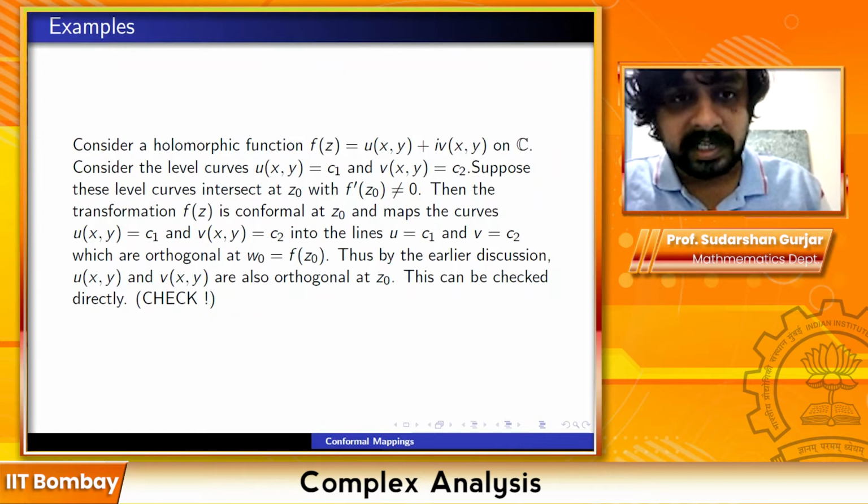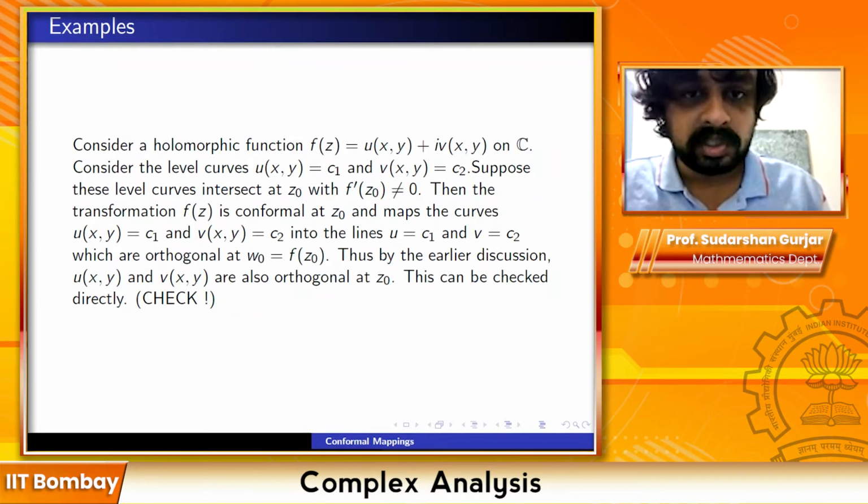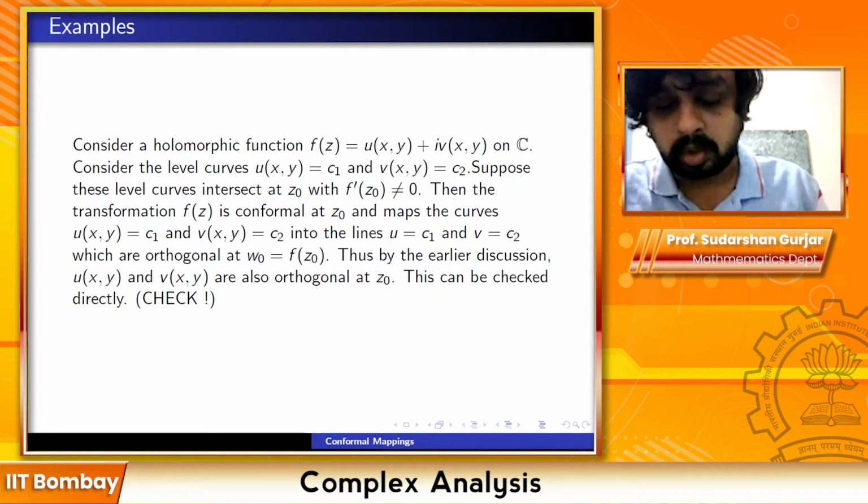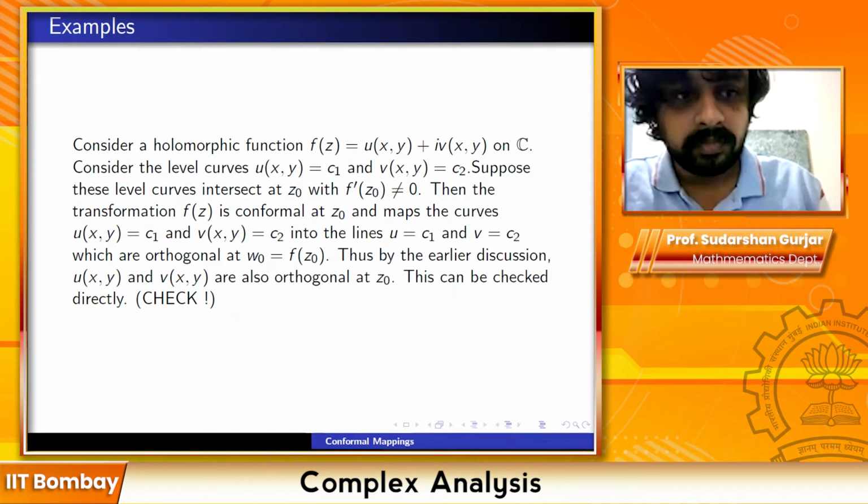Check that with this kind of hypothesis, take u of xy equal to constant, v of xy equal to constant, and suppose at the point of intersection the derivative is non-zero, then the intersection is transversal. Not transversal, the intersection is orthogonal. So check just from first principles that u of xy and v of xy are orthogonal at z0. So this is a sort of very general example.